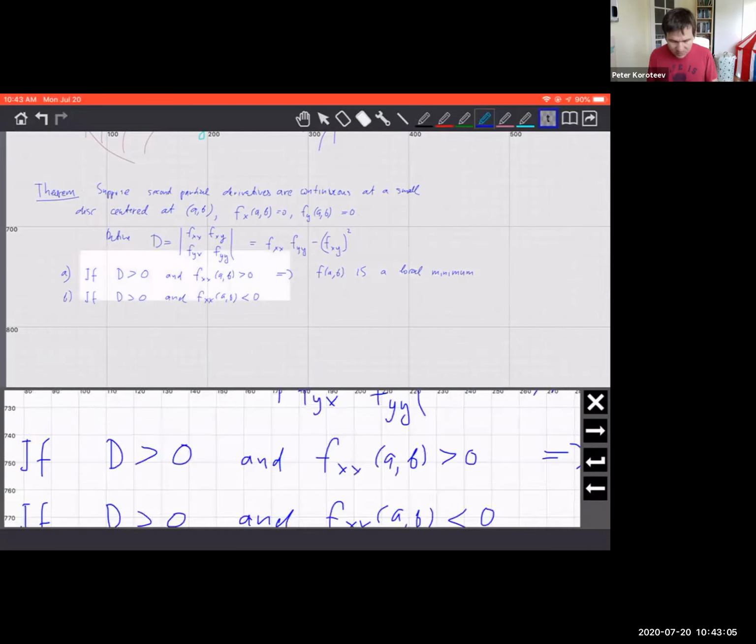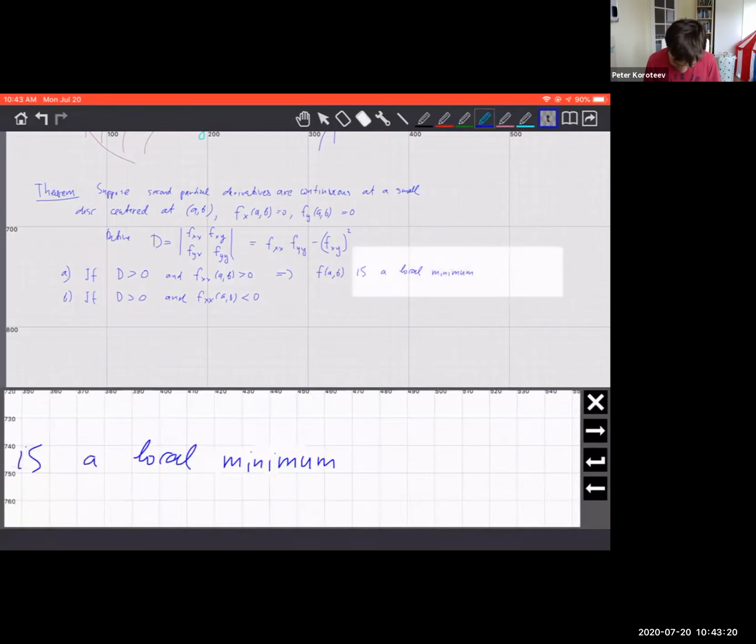Yeah, so if both are positive, it looks like a minimum, right? So for example, you'll have a paraboloid. That's a question from Sarah. If the second derivative is positive, then yeah, that's right. So it's a minimum, right?